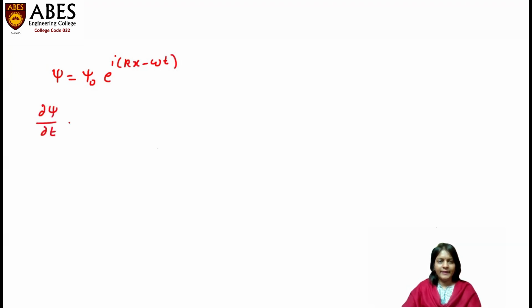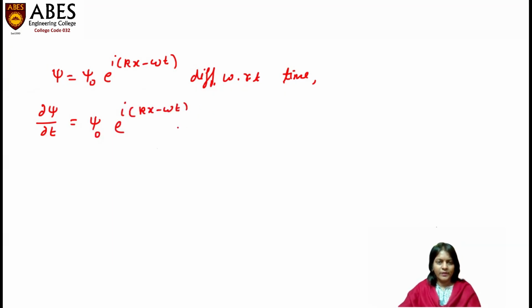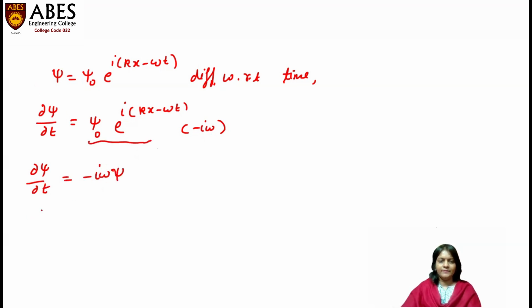And del psi by del t, differentiate with respect to time. Del psi by del t is psi naught e raised to the power i(kx minus omega t). Differentiate once, so it becomes minus i omega. And del psi by del t can be written as minus i omega, and this function is again psi. So I will write it as psi.